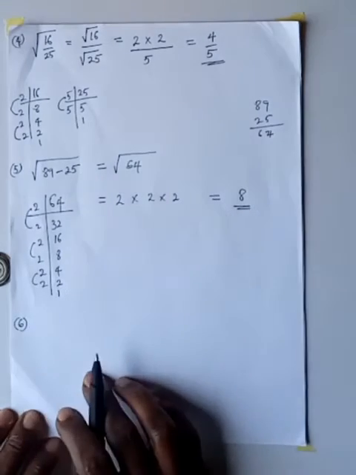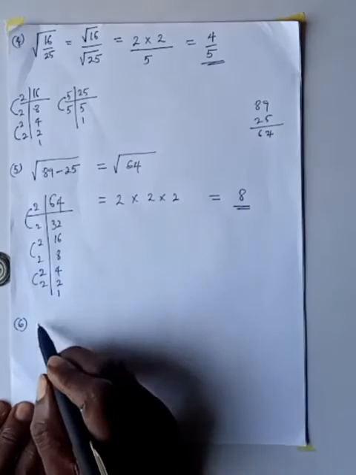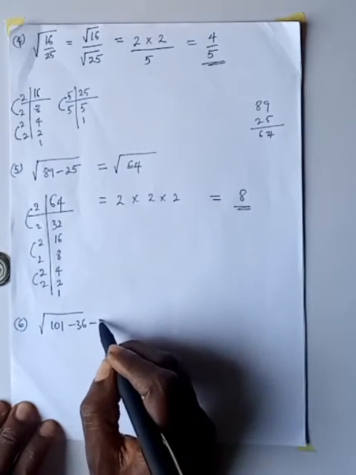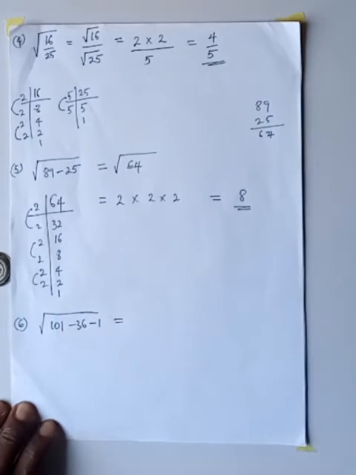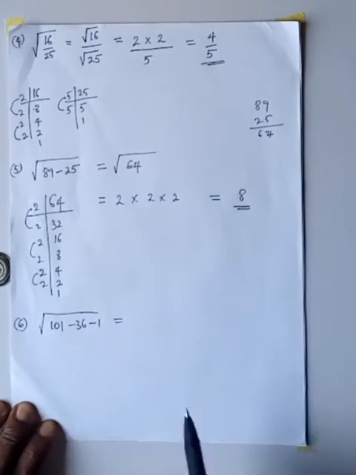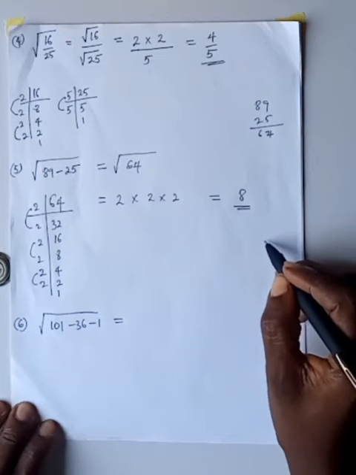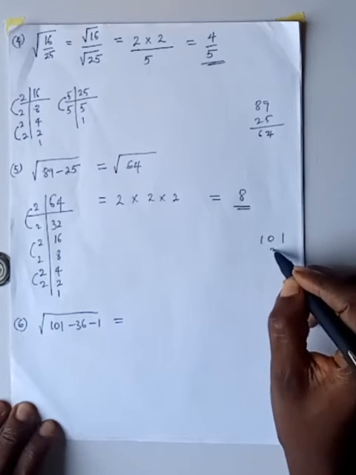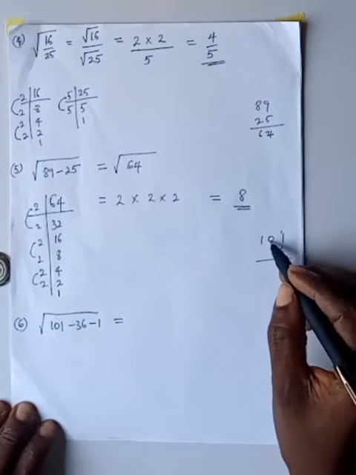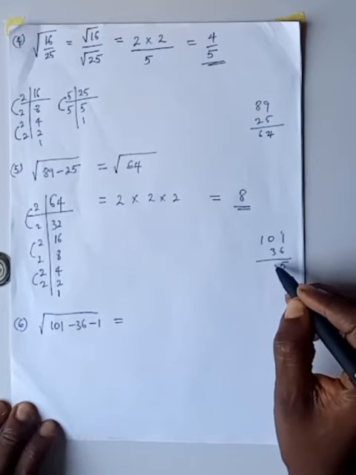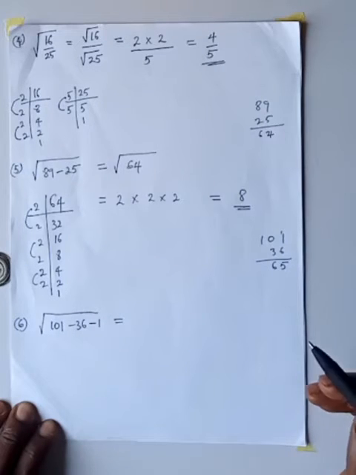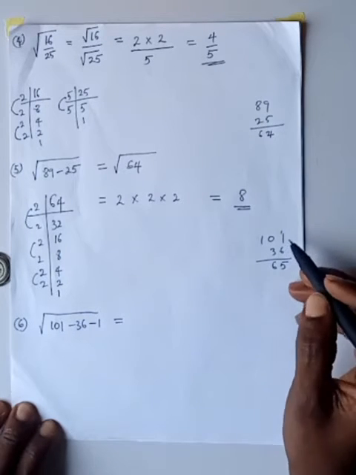And in the final one, which is number 6, we have to find the square root of 101 minus 36 minus 1. Now, the initial thing we have to do here is what? To carry out the simple operation which we have here. Now, that can be done in one corner here. 101 minus 36. Now, 11 minus 6 here gives 5. We know this is 9. 9 minus 3 here is what? Is 6. So, let's look at that once again.